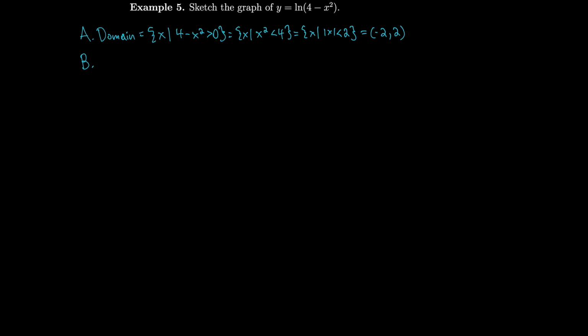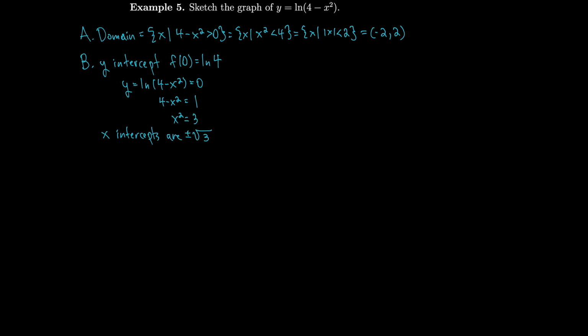Let's look at our y-intercept. So that's f of 0, which is equal to natural log of 4. Let's look for where y is 0 to find the x-intercept. So y equals ln of 4 minus x squared is equal to 0 when 4 minus x squared is equal to 1. Natural log of 1 is 0. So that's when x squared is equal to 3. So our x-intercepts are at plus or minus root 3. Okay, let's look at symmetry. If I plug in minus x, then it gets squared. So this function is even, because the minus will cancel.